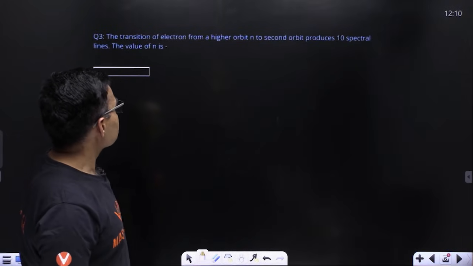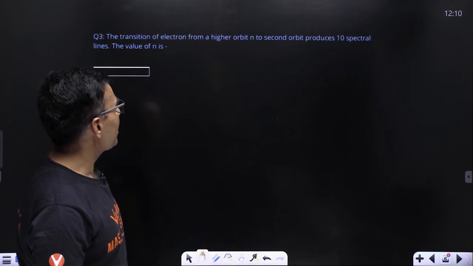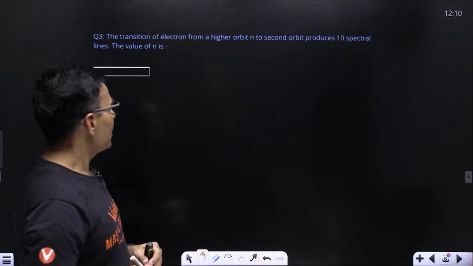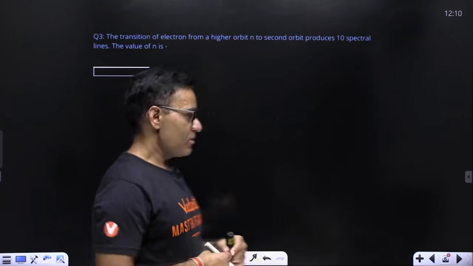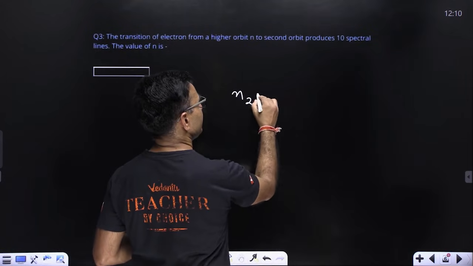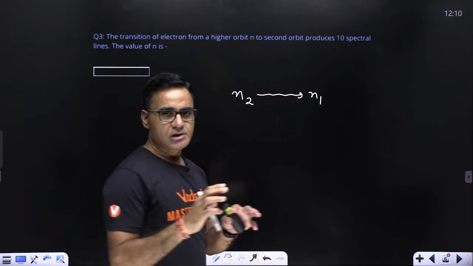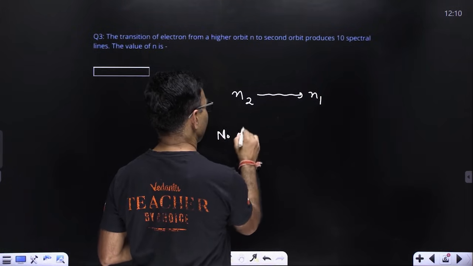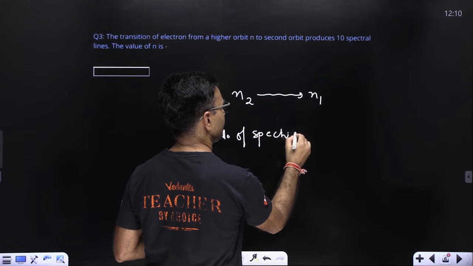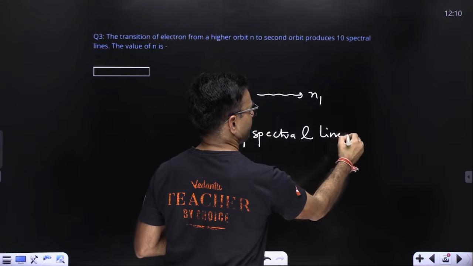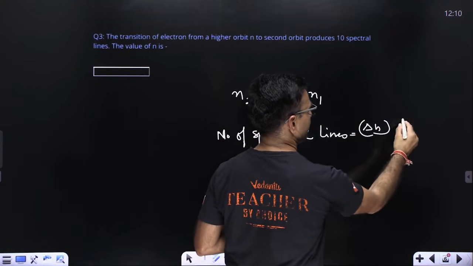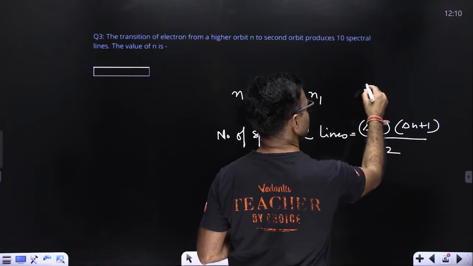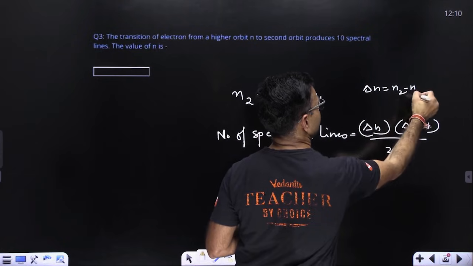The transition of electrons from a higher orbit n to the second orbit produces 10 spectral lines, and the value of n is? We know that if we move an electron from an n2 energy level to an n1 energy level, then the total number of spectral lines formed is equal to delta n into (delta n plus 1) by 2. All right, and delta n is actually equal to n2 minus n1.